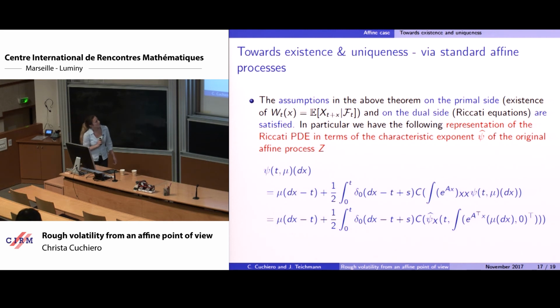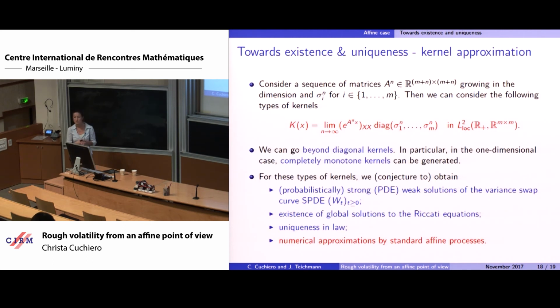So then here I only want to say that in this particular case, in the standard affine case where we know everything, of course the assumptions on the primal side and on the dual side of the previous theorem are satisfied. We can even express this Riccati PDE that I had for the variance swap curves in terms of the characteristic exponent of the original process that we started with. So this is only to say in this case we have everything, and now the crucial thing is to obtain limits of that.